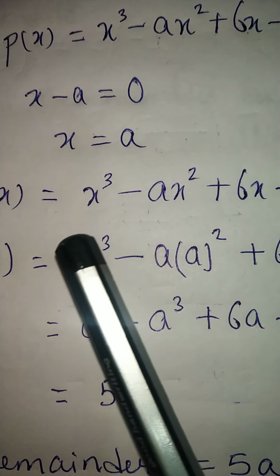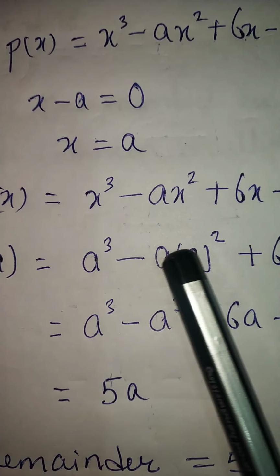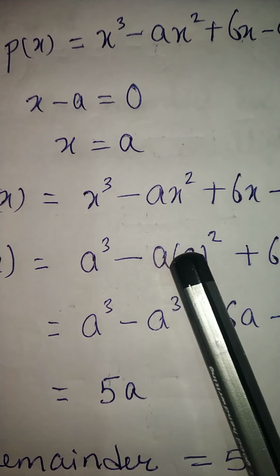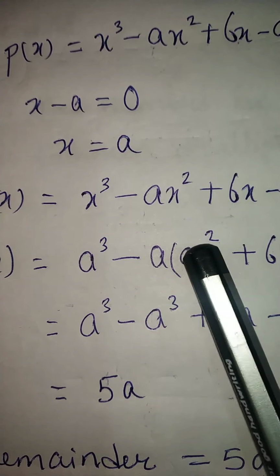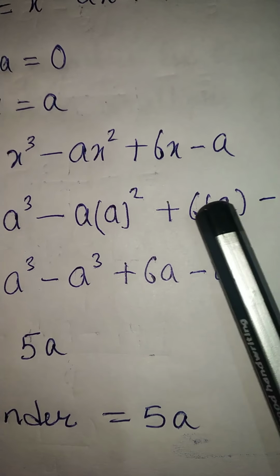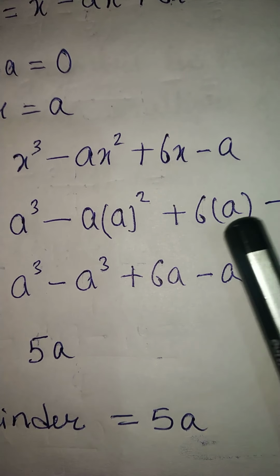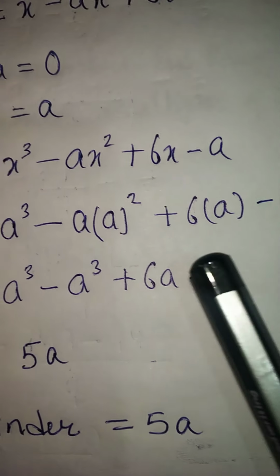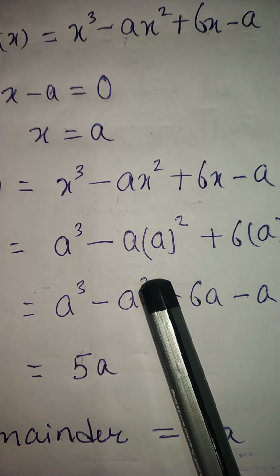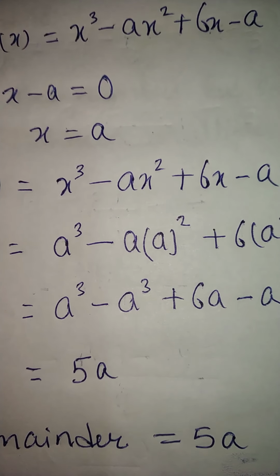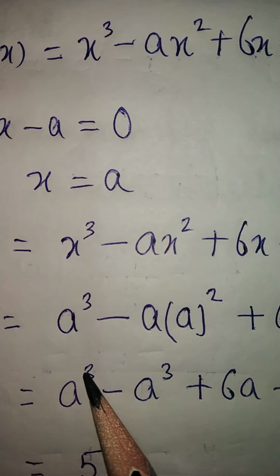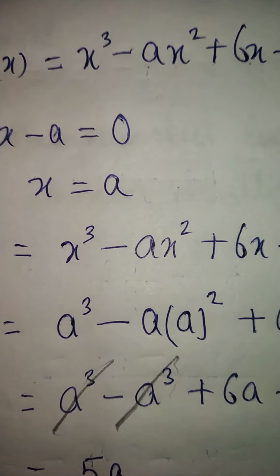Now after this, a cube, it's a cube minus a, this is multiplication. Okay, bracket means multiplication. a multiplied with a square is a cube. There are 3a, right? So this is a cube plus 6. 6 into a is 6a, like 2 into x, 2x, minus a. Now we'll check the like terms. a cube minus a cube. What is 2 minus 2? 0. 5 minus 5? 0. Similarly, a cube minus a cube is also 0. So a cube minus a cube gets cancelled.